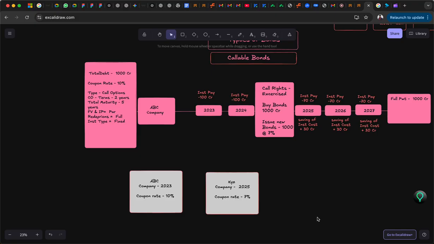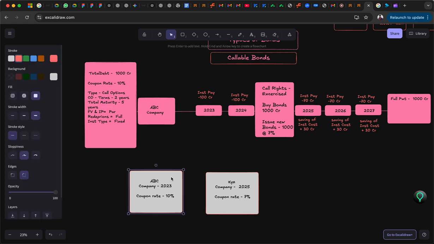Now, if I ask this question to you, let's say that you are in 2025 as an investor, which company would you prefer to invest in? ABC company or XYZ company? Come on. Which one would you prefer? ABC? If you ask me, I would say ABC company. I'll prefer ABC company, not XYZ. Why? Because XYZ company is offering only a 7% interest rate. So it means when interest rate goes down, guys, the bond price goes up.